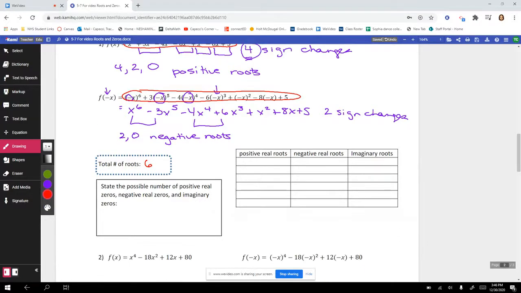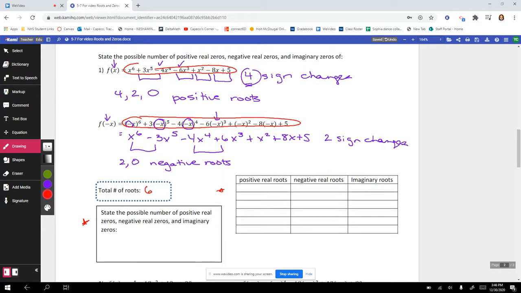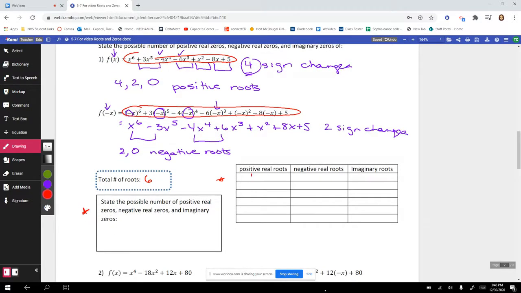Okay, so now it says we want to state the possible number of positive real zeros, negative real zeros, and imaginary zeros. Remember, the zeros are the same as the roots. So in order to do that, we're going to fill out this chart over here. Now, positive real zeros, we said, could be 4 at most. So I just think if you do a pattern, it's going to make your life a lot easier.